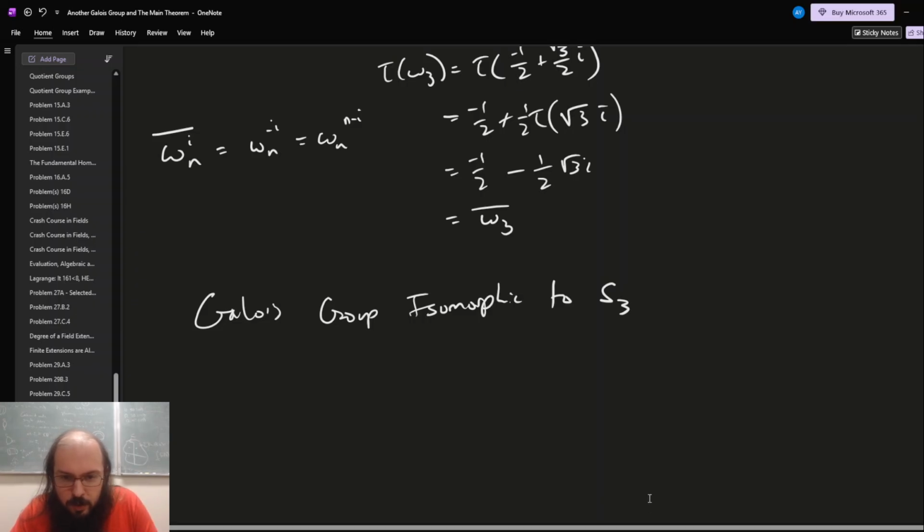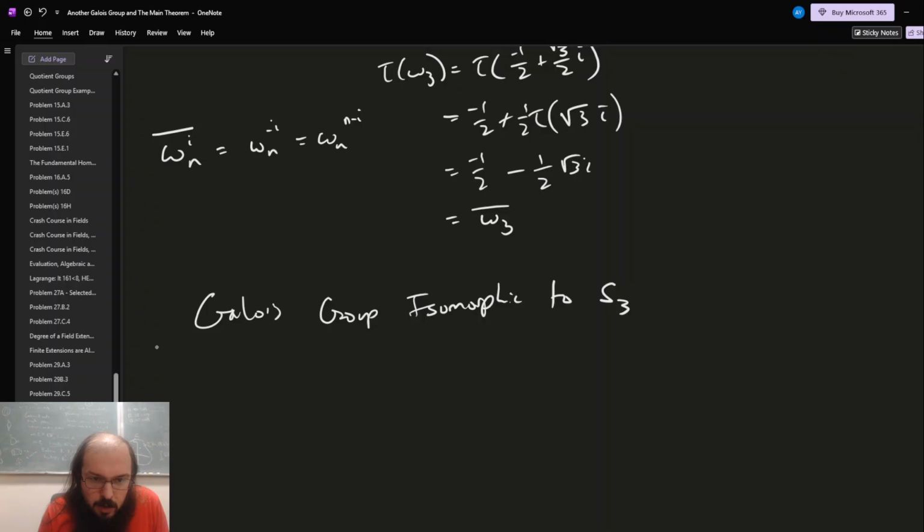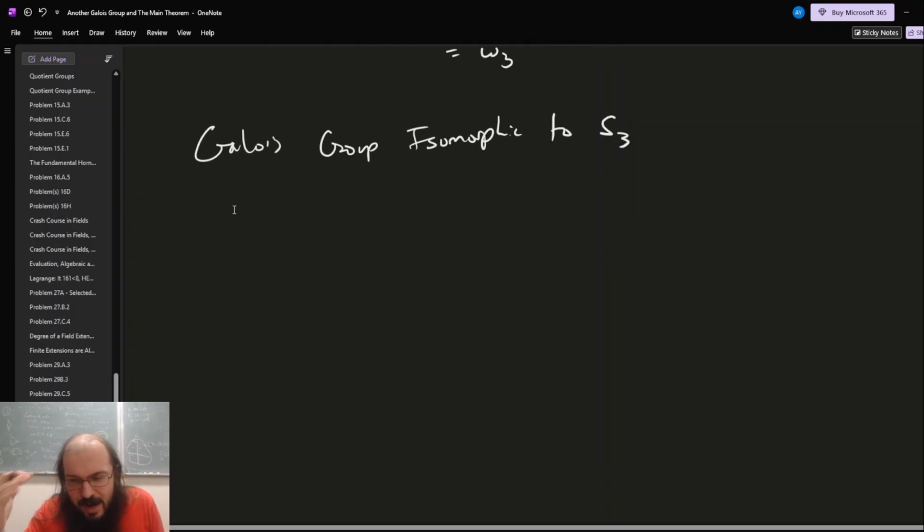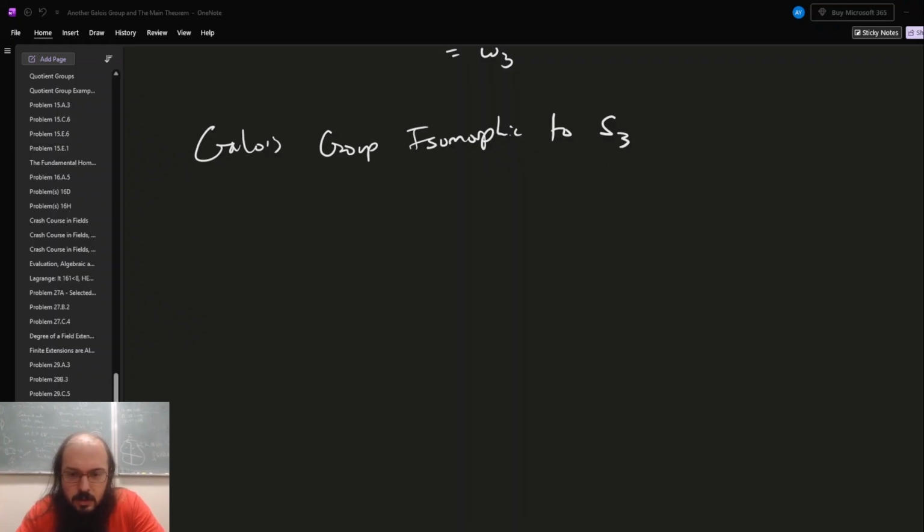So let's pick up where we left off. Last video, we calculated that the Galois group of this polynomial was isomorphic to S3. Now what I want to do is a little bit of a dive into the structure of S3, some of which we kind of know how S3 works. We have a fair bit of experience with it. So let's take a look at it and see if we can pick it apart and remember what the subgroup structure of S3 is.